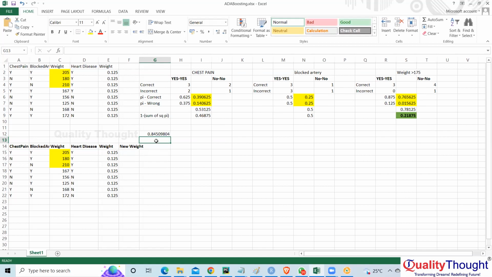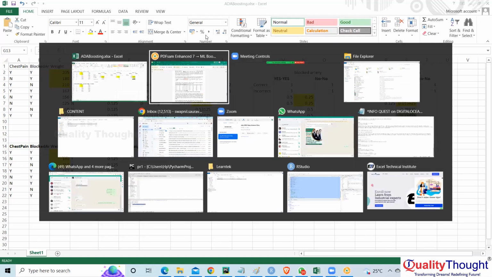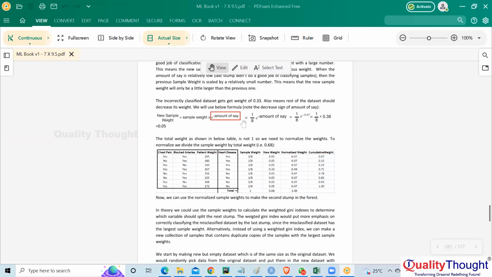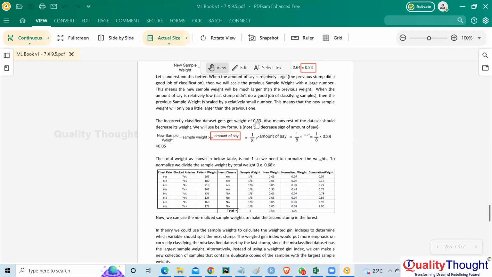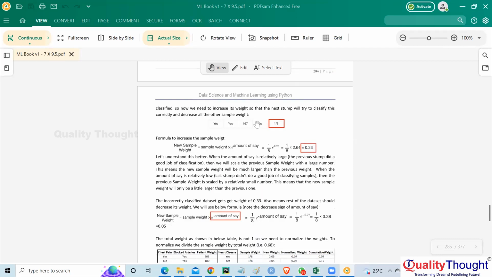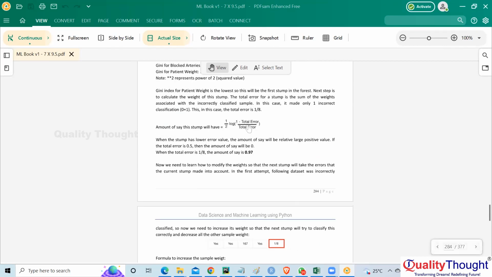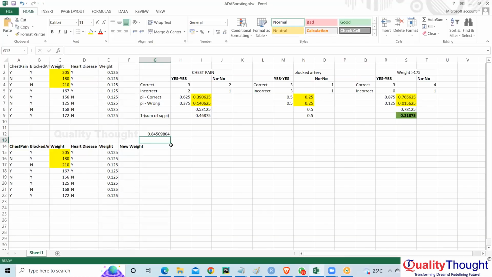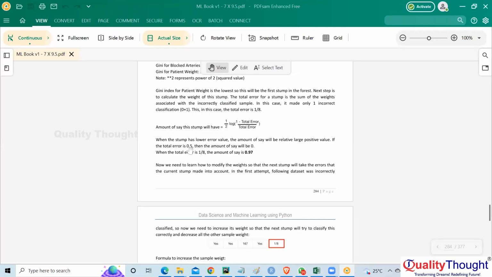Now it says, so see, the amount of say we are getting is 0.88, that's what I was doing, 0.84. It is getting 0.97. Yes, sir. Eight minus 1, 7. It is log 7 only, right? It cannot be anything else. 0.84.